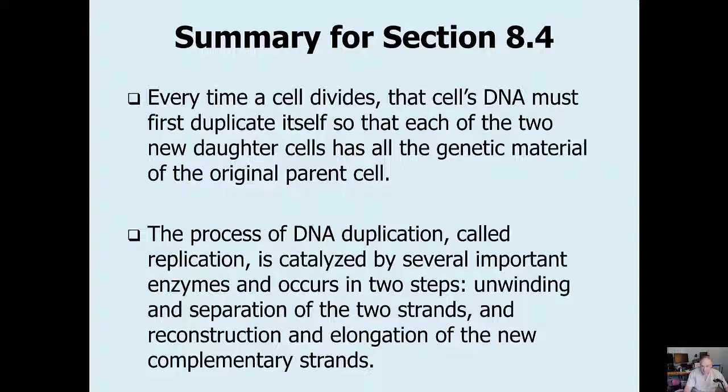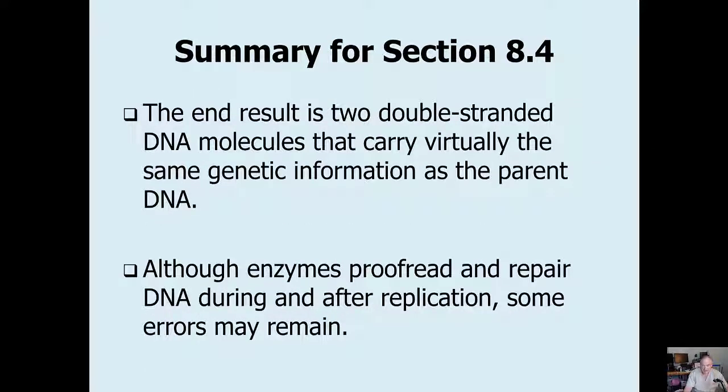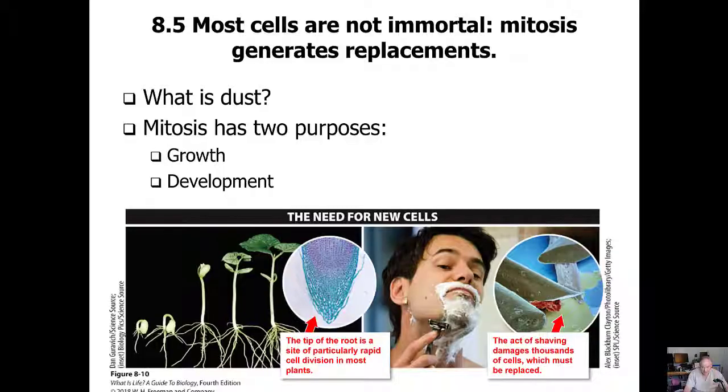And so every time a cell divides, the cell DNA must be duplicated into two new daughter cells. The process of DNA duplication is called replication. It's catalyzed by several important enzymes, DNA polymerase and helicase, that has to unwind and do the things that it does. So now let's move on.